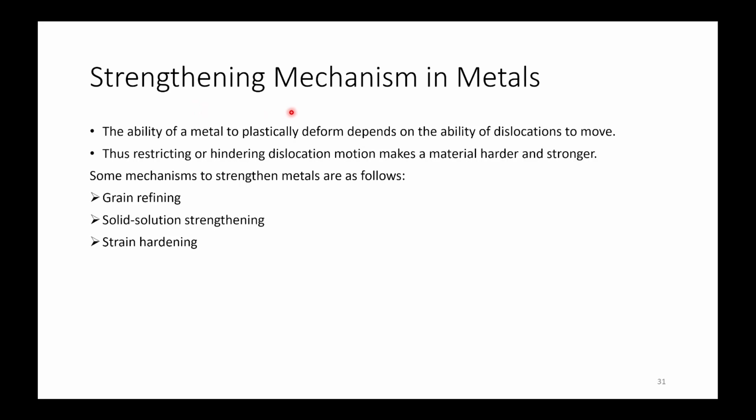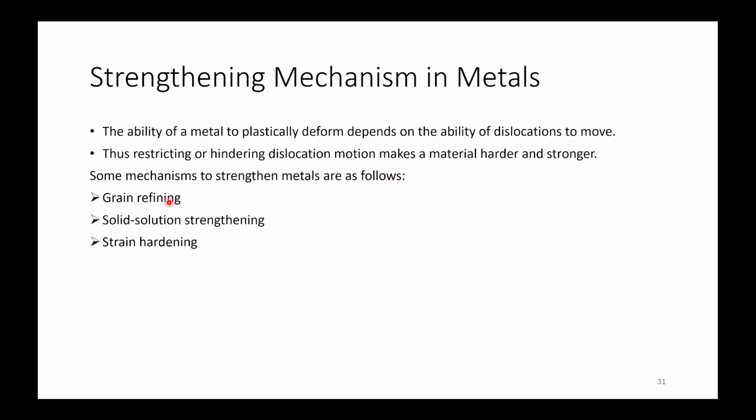Now some strengthening mechanisms in metals. So the ability of a metal to plastically deform depends on the ability of dislocations to move. So thus restricting or hindering dislocation motion makes a material harder and stronger. So some mechanisms to strengthen metals are as follows.